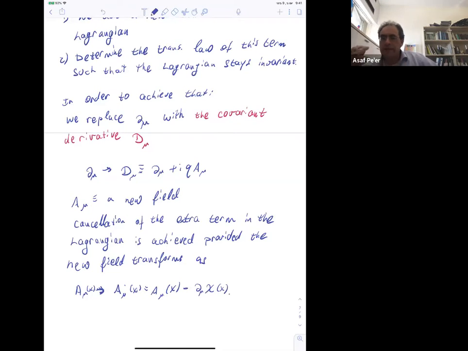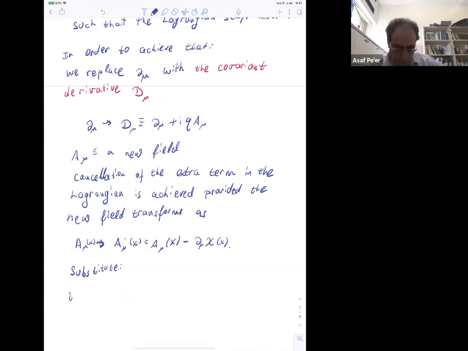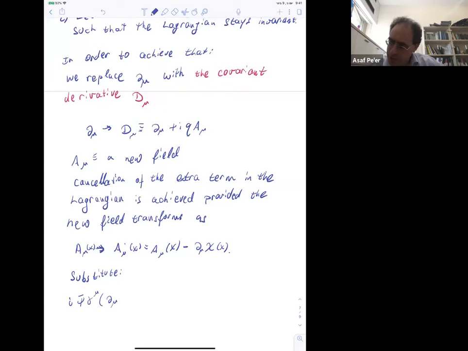Now we can see that immediately by simple substitution. Right, so if we substitute, i psi bar gamma mu d mu, we change d mu with the capital D mu, so now it's going to be d mu plus i q A mu psi.